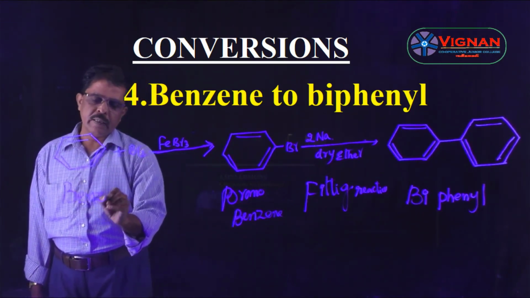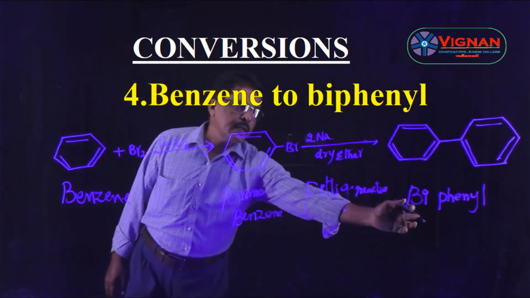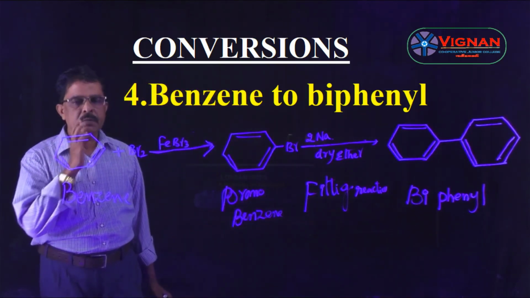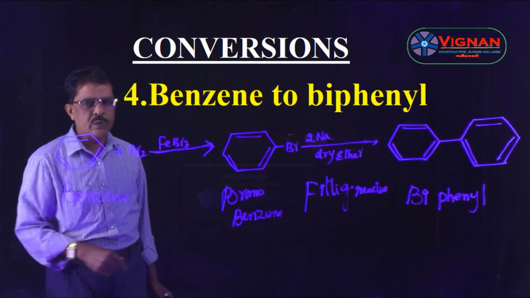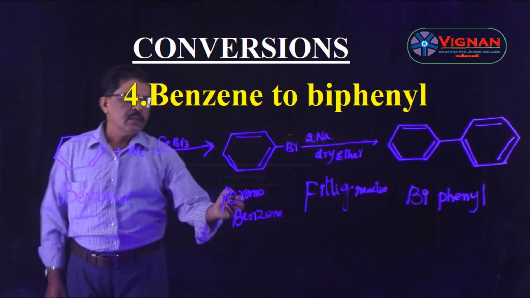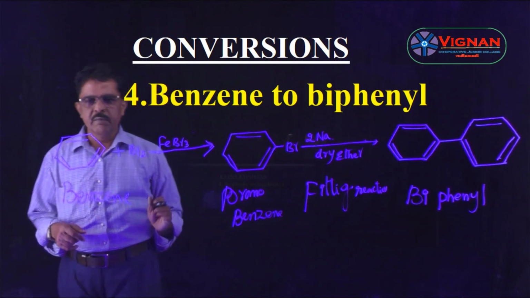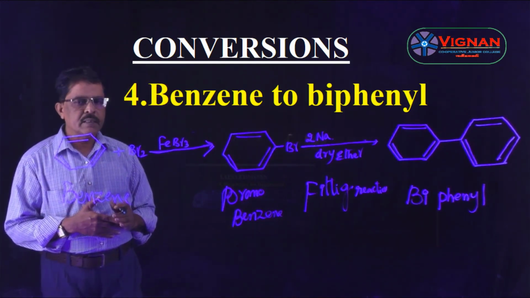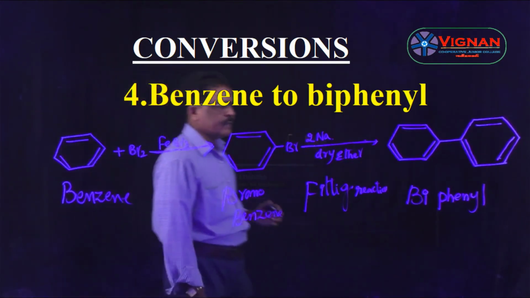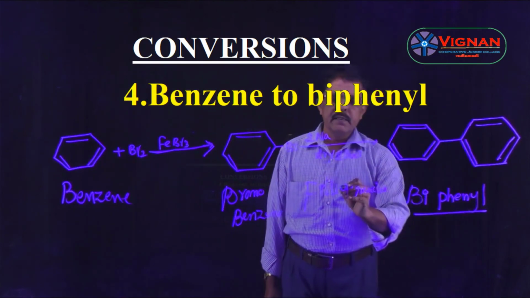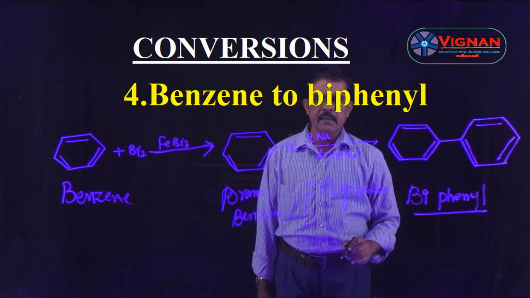What is being asked here? How will we convert the benzene molecule into biphenyl? Benzene molecule, first of all, we have to subject it to electrophilic substitution reaction in the presence of Lewis acid FeBr3. Then you will get bromobenzene. This bromobenzene is again heated with sodium metal in the presence of dry ether. Then you will get biphenyl. This named reaction is said to be the Fittig reaction. Right? Understand? Fittig reaction.